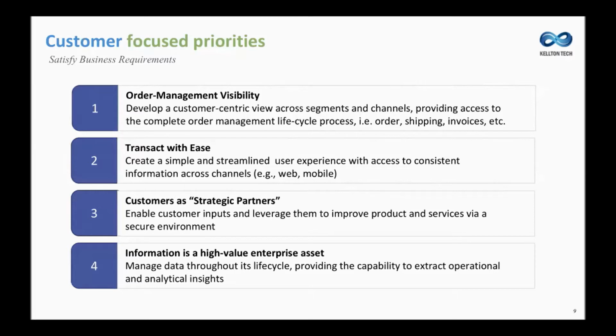And the last is the information fabric we are creating. Every interaction of the customer needs to be qualified as an interaction which is value driven.